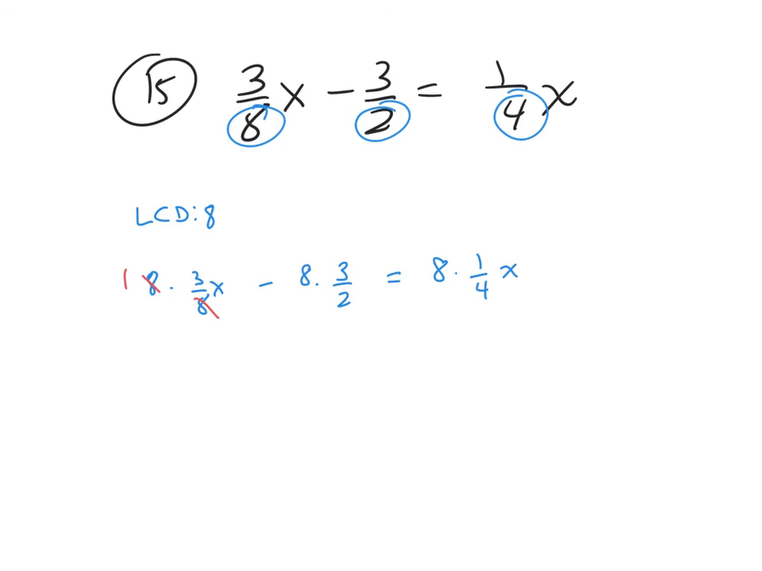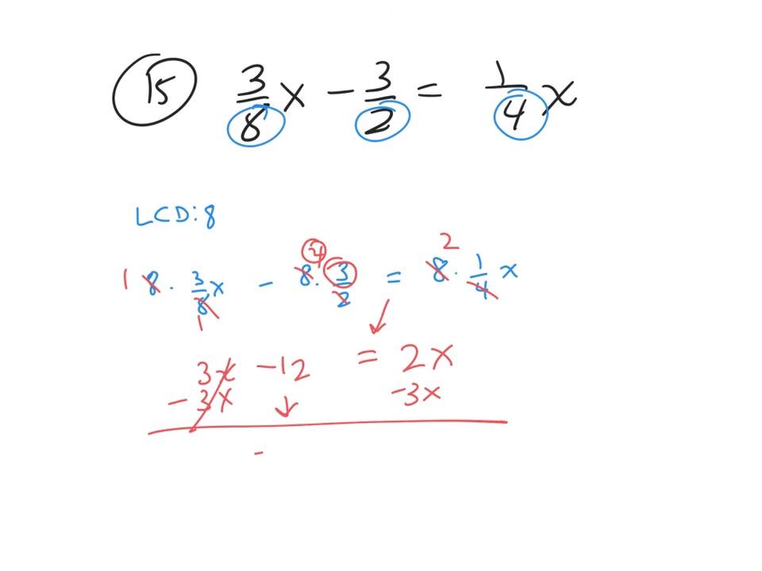8 goes into 8 one time each, so you're left with just 3x. 2 goes into 8 4 times, so you're left with 4 times 3, and that's 12. And then 4 goes into 8 2 times, and you're left with 2 times 1x, and that's 2x. We're almost there. Let's minus the 3x from both sides. So we're left with a negative 12, keep the sign in front of it, and that's negative 1x, and divide by negative 1. So x is 12 is your answer.